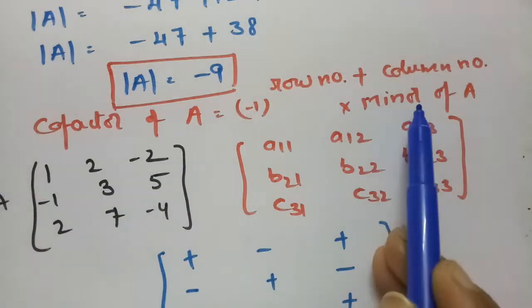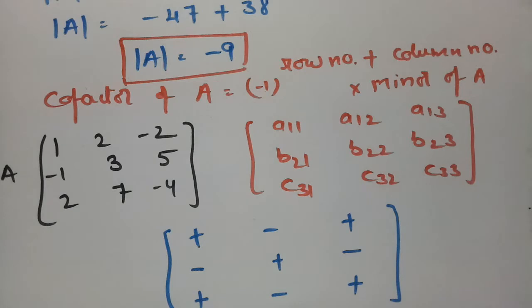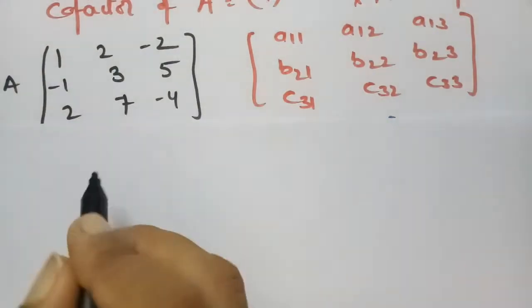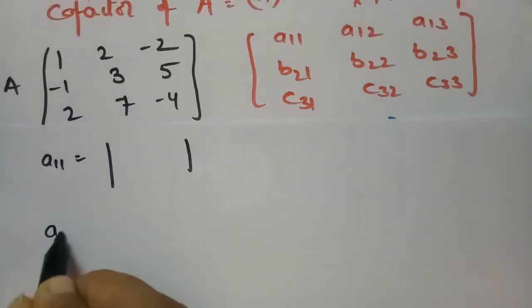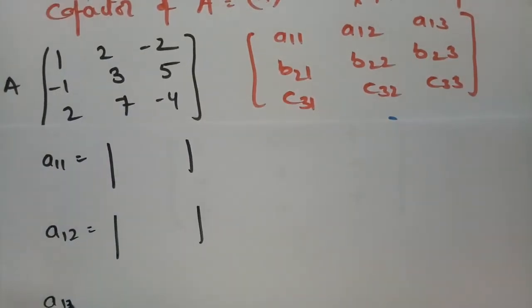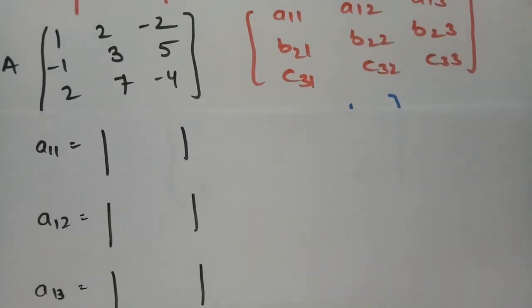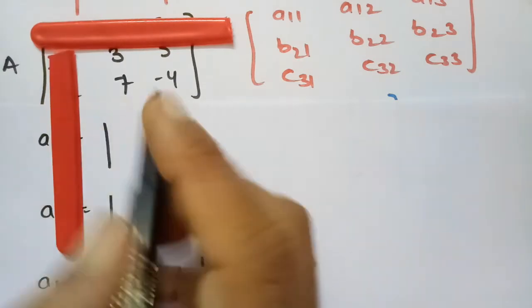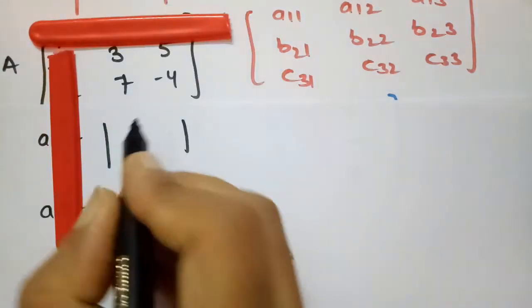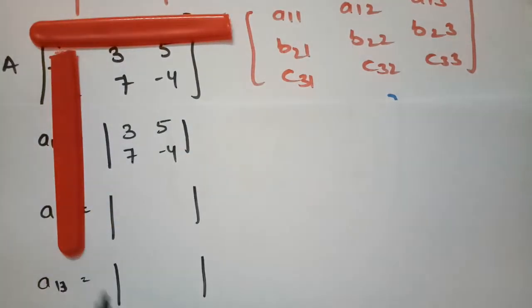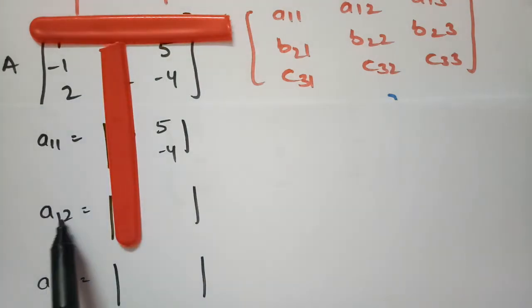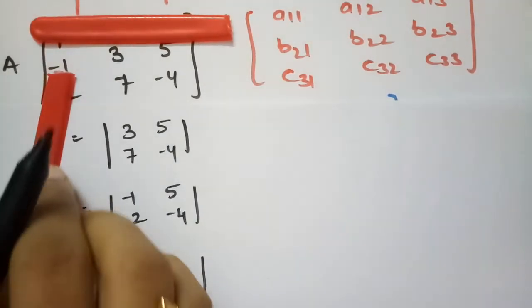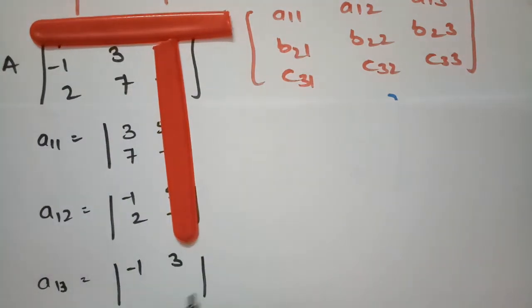Now I have to multiply with the minor of each and every element. For finding the minor of each and every element, we have to find all the values here. This is the A11 matrix, this is A12, and this is the A13 matrix. Now I close the corresponding row and column. If I close the first row and first column, the elements are 3, 5, 7, minus 4. If I close the first row and second column, this is minus 1, 5, 2, minus 4. If I close the first row and third column, this is minus 1, 3, 2, 7.